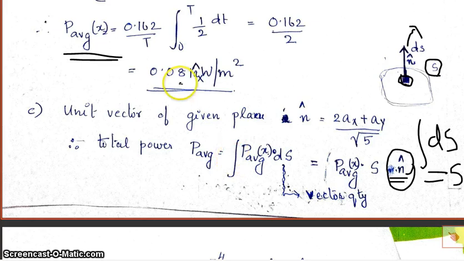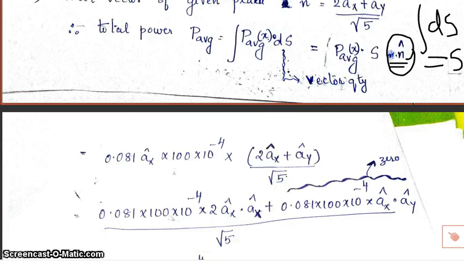So I repeat, P average is equal to the integral of P average of x ds. P average of x is a constant and we got it here. And then remaining I will be having the term ds, whose integral can be written as S. Along with that I am adding one more term, that is the unit vector. The reason is ds is a vector quantity. So a vector quantity should have a direction. So for that you have to find out the unit vector.